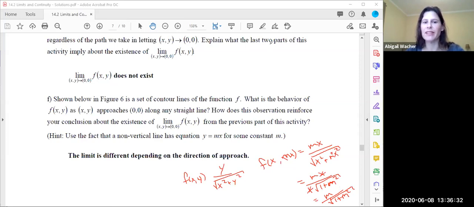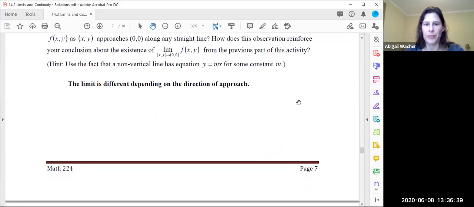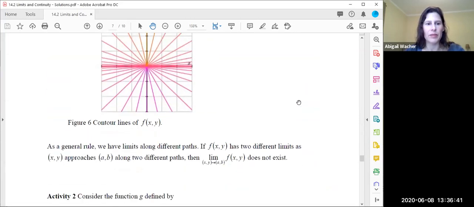Okay, so the limit is different depending on the direction of approach. Okay, so as a general rule, we must check limits along different paths. If f of xy has two different limits as xy approaches a point a, b, along two different paths, then the limit as xy approaches a, b of f of xy does not exist.